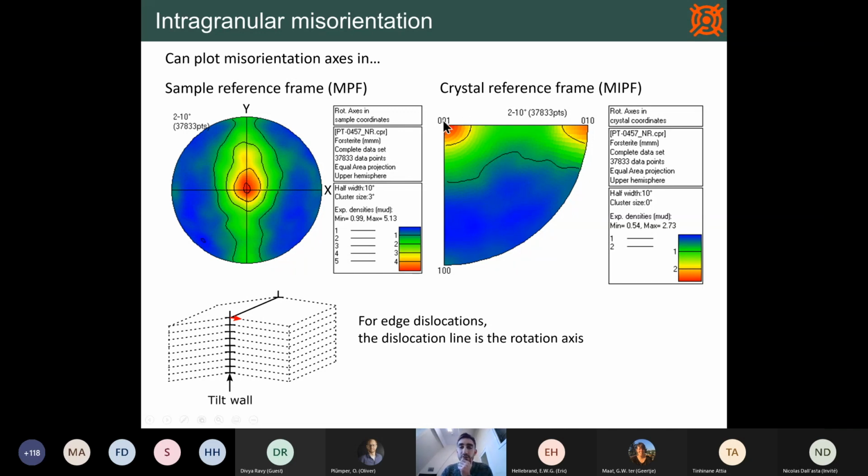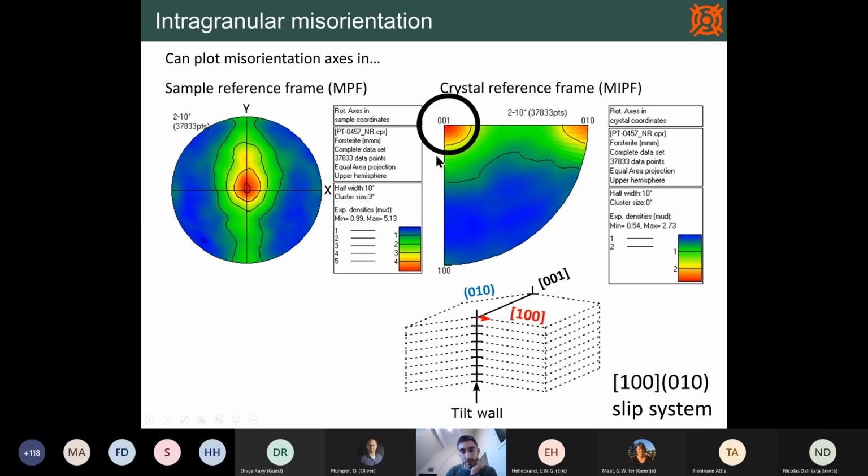And we can also plot those misorientation axes in crystal space, making a misorientation inverse pole figure. And then we can see that the misorientation axes are aligned with the B axis and the C axis of the olivine crystals. And that actually tells us something about the particular dislocation types that are in the crystal. So these ones, the crystal is bent around the C axis, and that would be consistent with subgrain boundaries formed by a particular type of dislocation on a particular slip system.